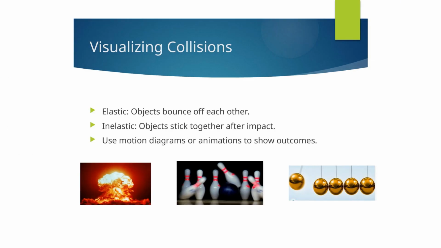Let's visualize this. Imagine two balls colliding. In an elastic collision, they bounce away cleanly. In an inelastic one, they might stick together or deform slightly. Motion diagrams or simple animations are great for illustrating these outcomes. You may be asked in exams to classify a given collision as either elastic or inelastic. Analyze the three situations shown here and suggest whether they are elastic or inelastic, and why.